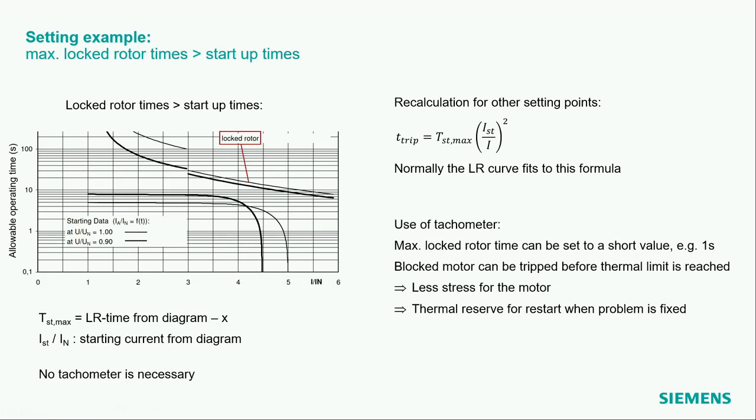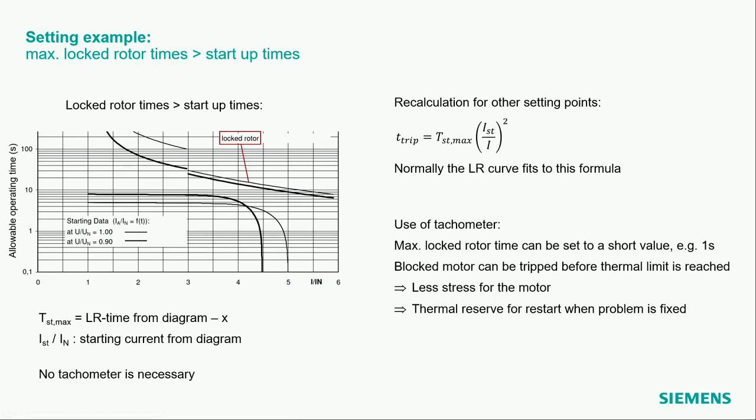Good. If I use a tachometer, if I have this already, then I can set this maximum locked rotor time, so it's one setting, to a relatively short time, for example, 1 second. So I know, okay, now the rotor is locked, then I don't need to wait until the thermal reserve of the motor is finished up. On the one hand, this is less stress for the rotor.